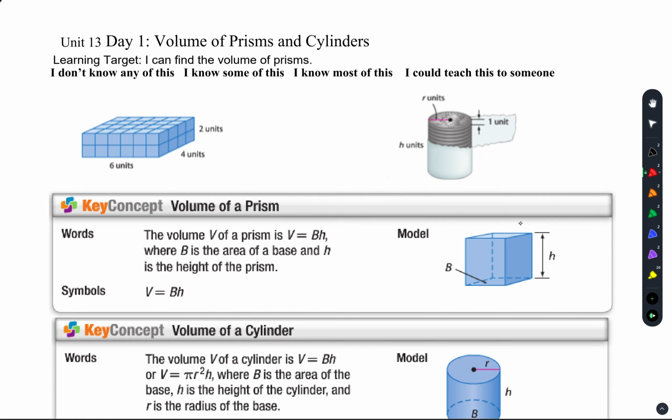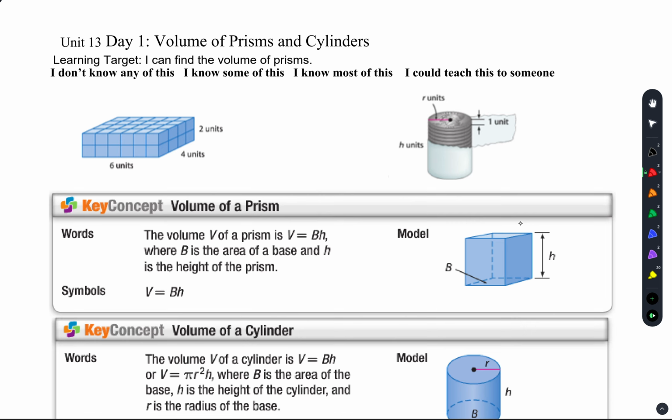Day one, we are going to put prisms and cylinders together into one formula. This is also on your blue sheets if you want to continue filling those in. We are skipping spheres. We'll come back to spheres later on in this unit, but that'll be towards the end. So we're going to start with, I want to say it's number 16 on your sheet, volume of a prism and a cylinder.